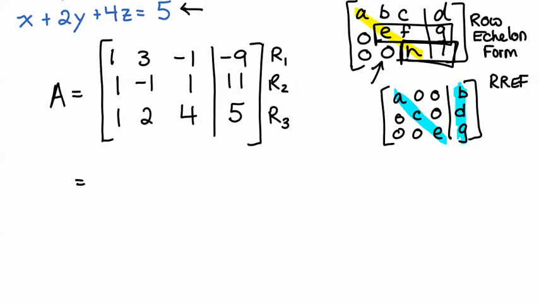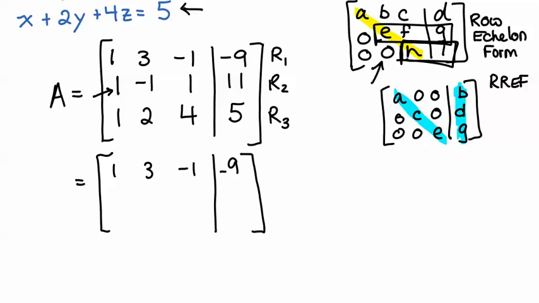Okay, so the first thing I want to do is I want to make that a 0. Just looking at it, if I just do row 1 minus row 2, I could make that a 0. Or row 2 minus row 1. So I'm going to leave row 1 the same, and for this row, I'm going to do row 1 minus row 2.